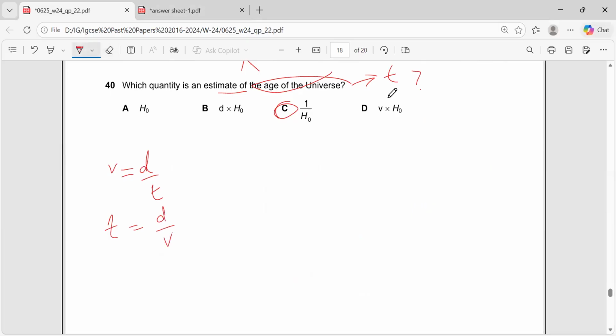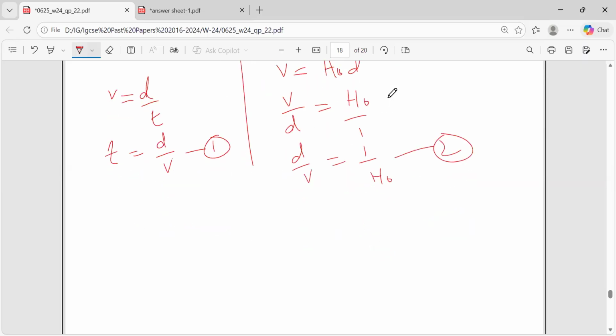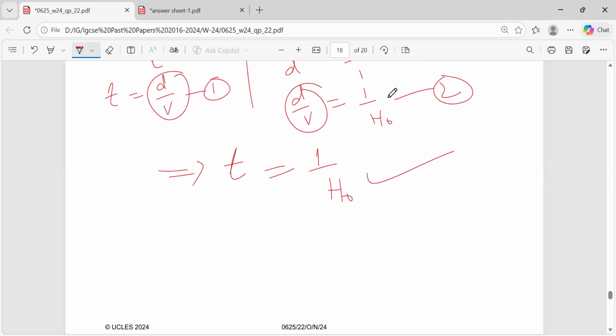d over v. Let it be equation 1. We also know Hubble's law. v is equal to H naught d. So if I make v over d, that will be equal to simply H naught. But time is d over v. Let's flip it on both sides. So d over v is equal to 1 over H naught. Let it be equation 2. Now compare. See, d over v, d over v. This implies that t, the age of the universe, is 1 over H naught. So you should remember it directly. Answer is C.